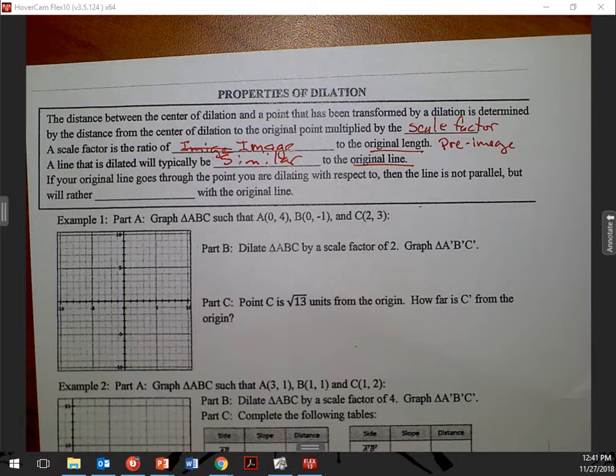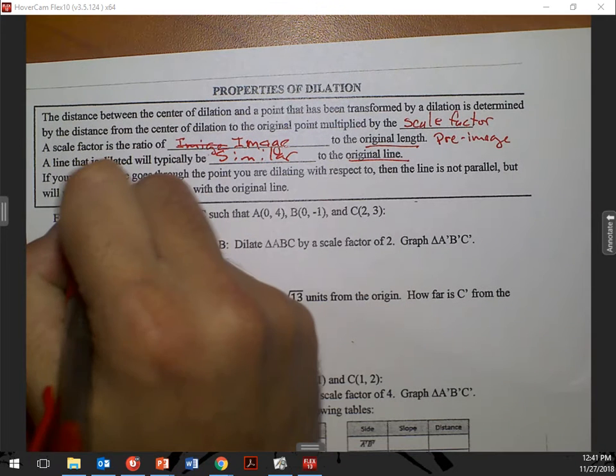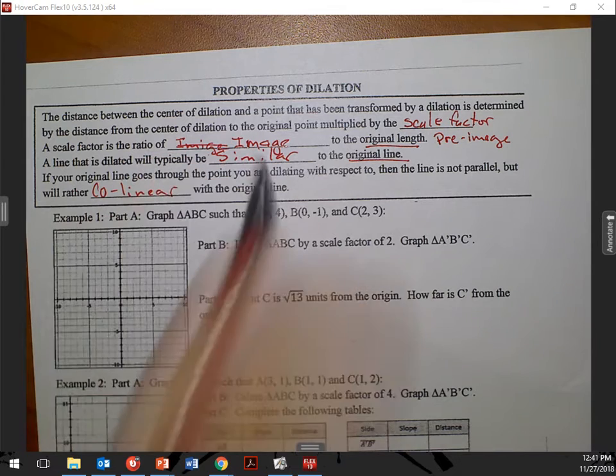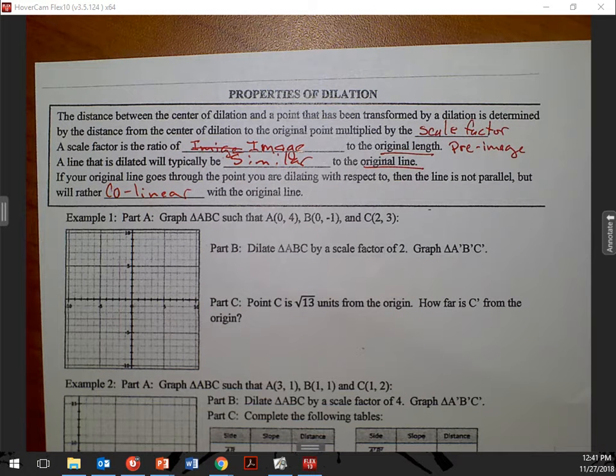If your original line goes through the point you are dilating with respect to, then the line is not parallel, but will rather be collinear with the original line. The word collinear means it's on top of the other line, so you're going to have one line on top of the other line. Otherwise, they're going to be parallel to each other. Collinear means on the same line.